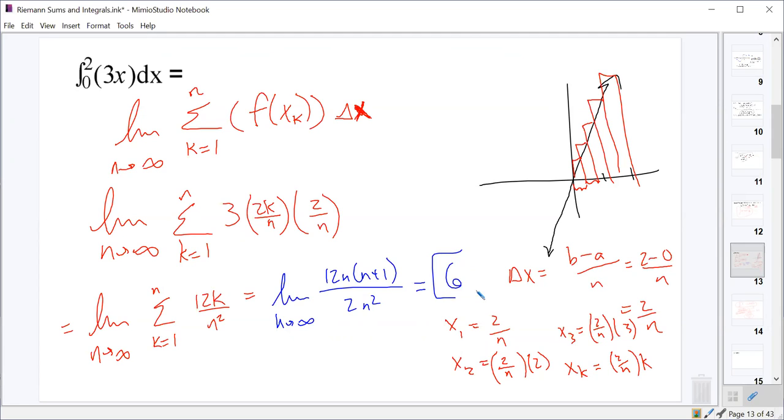Six. Should come out to be 6. Okay. Yep. This is just 12n squared plus 12n over 2n squared. It's a rational function. The limit as n approaches infinity of this rational function, since it's got the same degree in the numerator and denominator, you can just divide the leading coefficients, right? It's just 6. And hopefully you recall doing this last year if you were in my class, but yeah, convert it into your f of x sub k into 3 times 2k over n, take your delta x into 2 over n, and then evaluate the summation. Let's do another one.